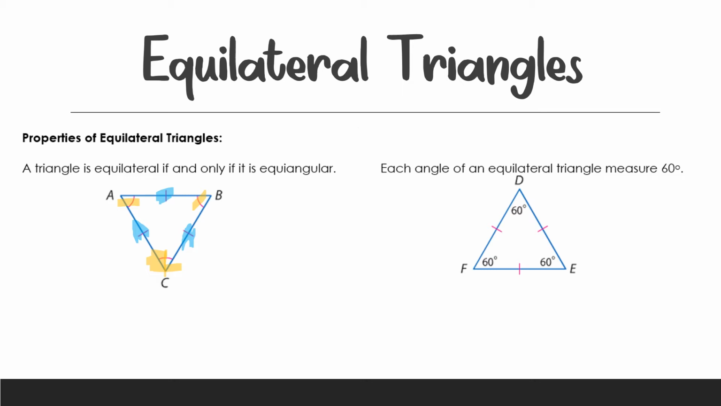Because the sum of the measures of the angles in a triangle is 180 degrees, if all three angles are congruent, that's going to make every measure 60 degrees.